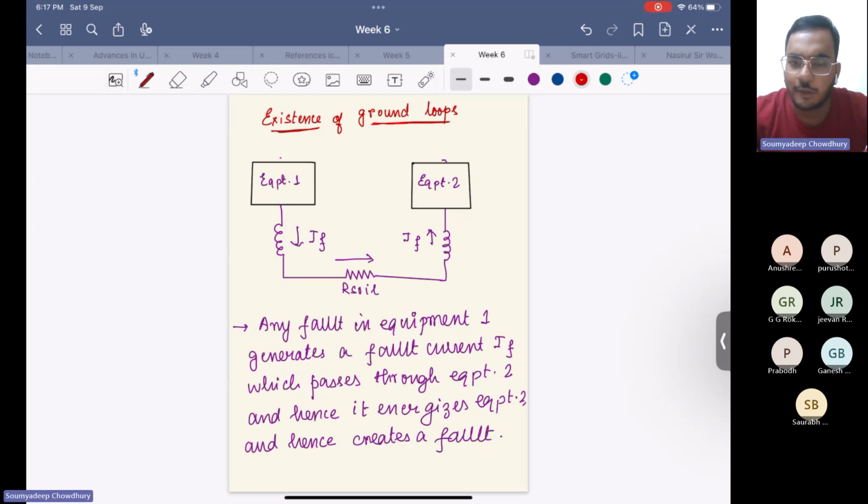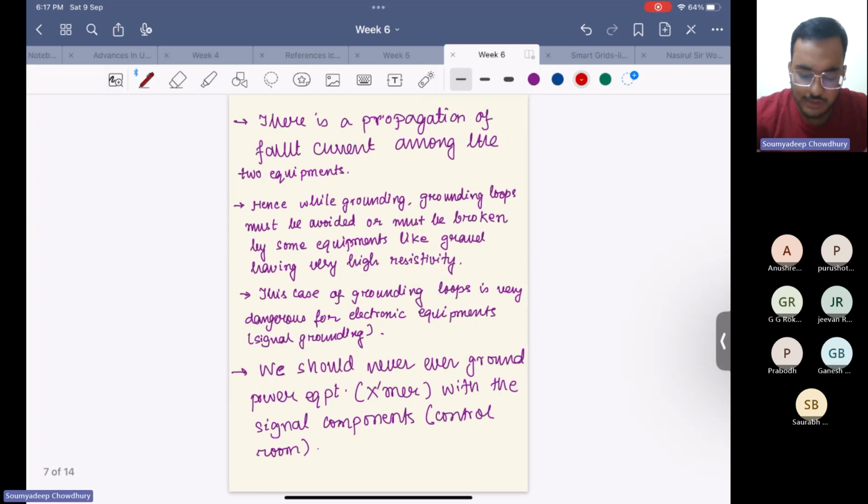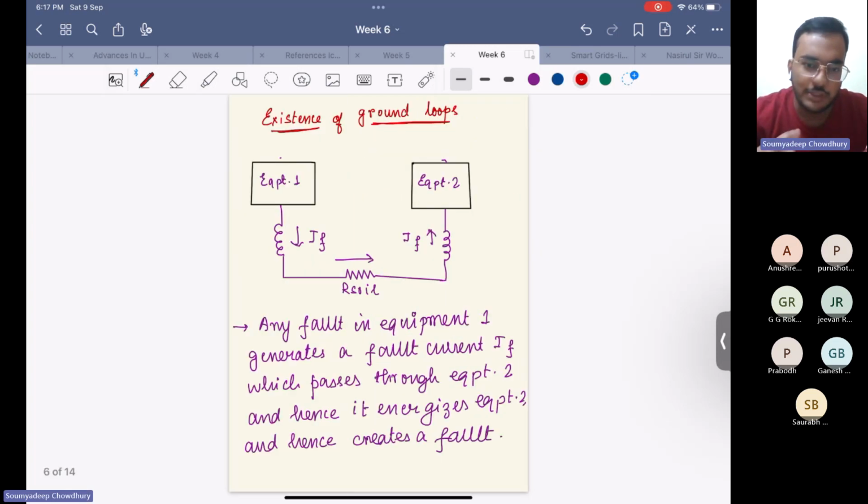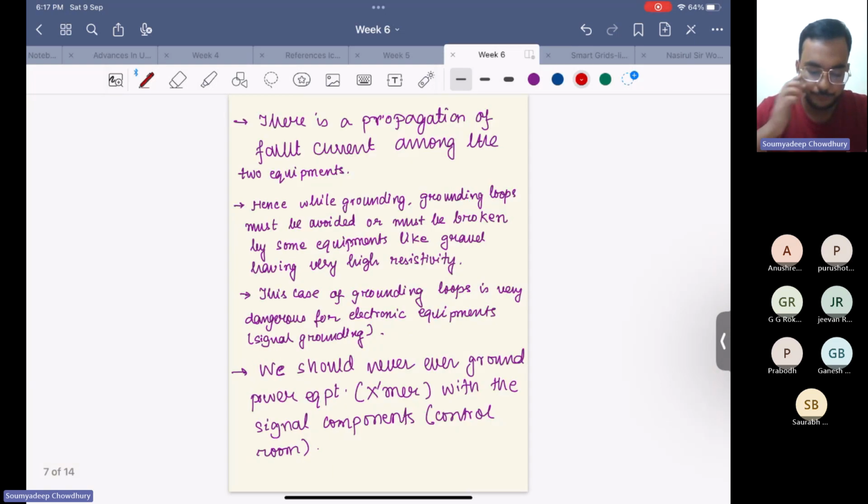Since the fault current passes through equipment 2, it energizes equipment 2 and that will create a fault in equipment 2. So this is not what we desire, right? We had a fault originally in equipment 1 and we wanted to dissipate it to ground. But what happened actually is, equipment 2 gets energized and there is another fault current. So there is a propagation of this fault current from equipment 1 to equipment 2.